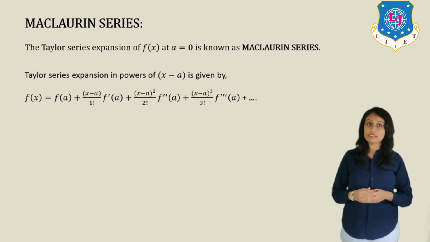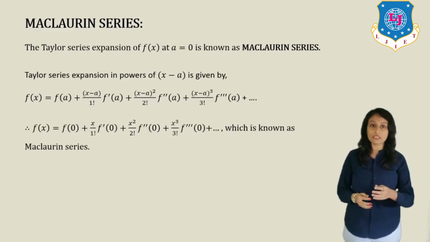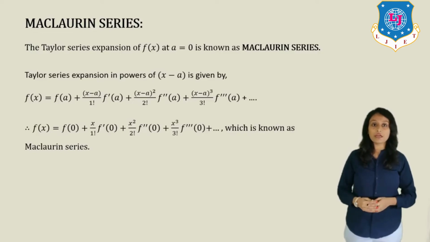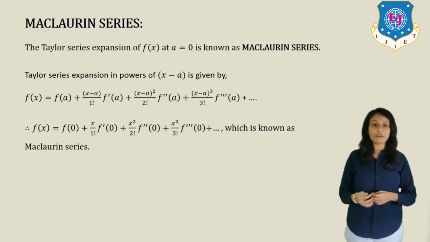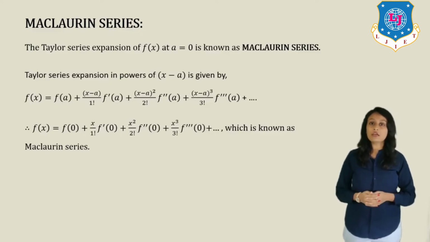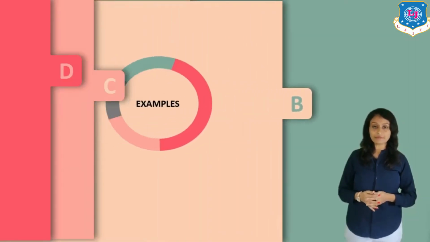Now what we will do, we will substitute a equal to 0 in this series. So we will get the Maclaurin series as f(x) is equal to f(0) plus x upon 1 factorial. Why? Because a is 0, right? So it will become x upon 1 factorial into f dash of 0 plus similarly we'll get x square upon 2 factorial f double dash 0 and so on. This is known as Maclaurin series. So now let's begin with the example.